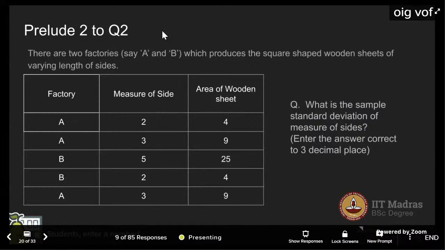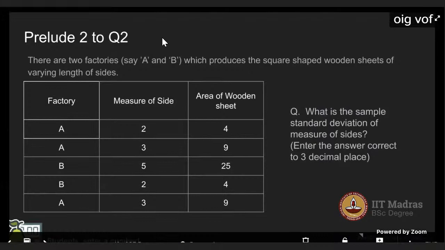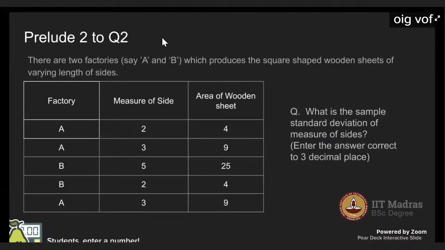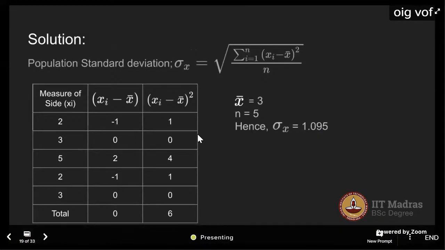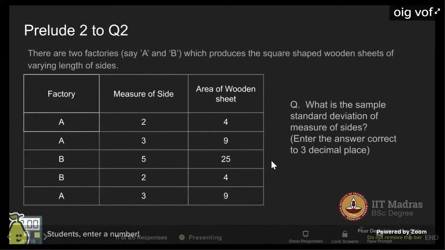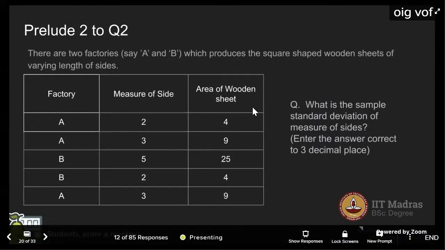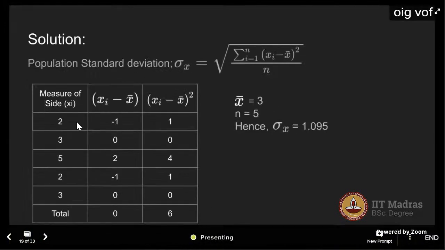Sir, can you show me the first question's answer one time? It was 1.095. Good answer. Yeah, this one, right? Yes, sir, this one. So 1.095. Sir, can you explain once how x complement is 3? It means x bar, the mean. Just add the observations: 2 plus 3 plus 5 plus 2 plus 3. So the total is 15, divided by the number of observations, 5, comes out to be 3, right?